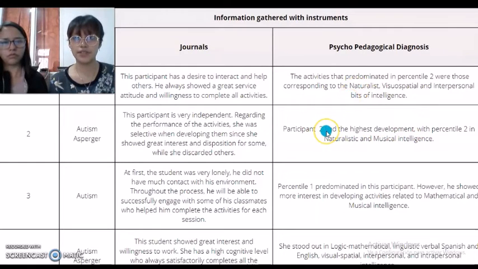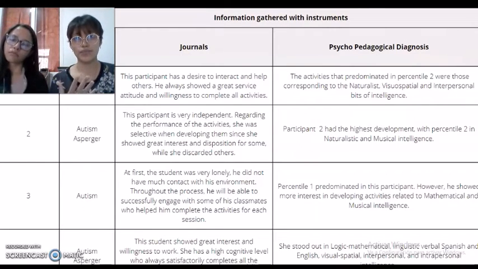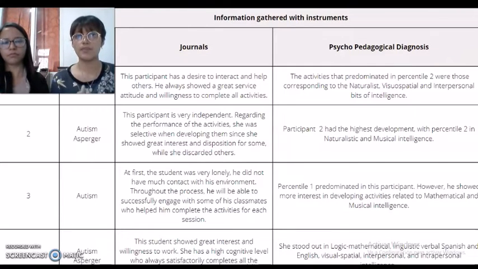Regarding participant 1, in all the activities percentile 2 predominated, and the activities he was more interested in were the naturalistic, visual spatial, and interpersonal intelligence. Regarding participant 2, his highest development, in percentile 2, was with the naturalistic and musical intelligence.